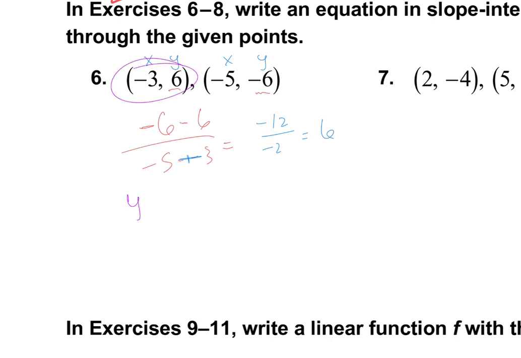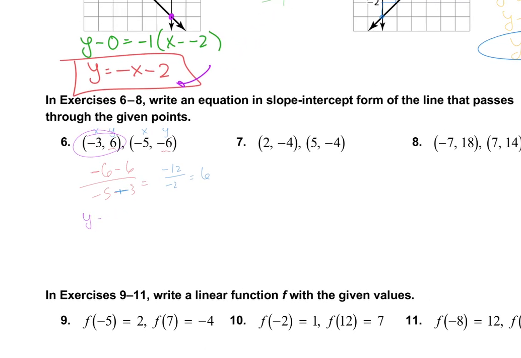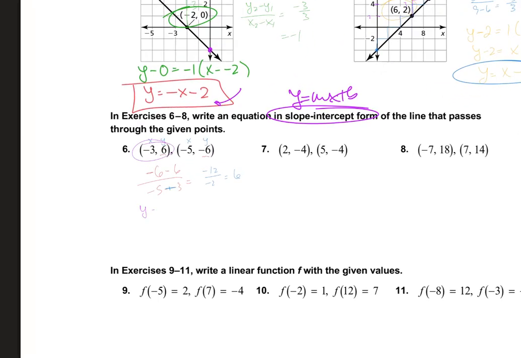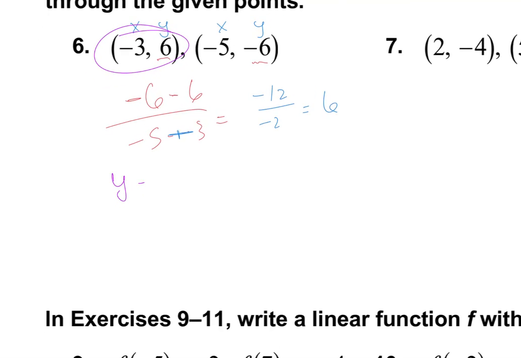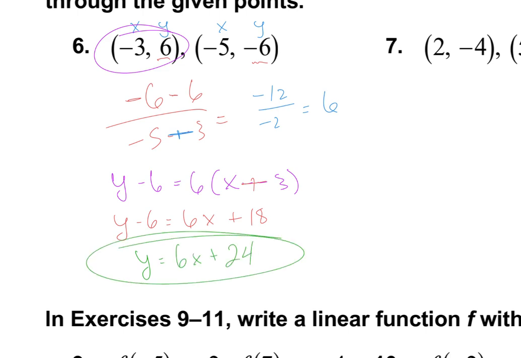How about that one? Y minus, oh, and it wants it in slope-intercept form, which, remember, is y equals mx plus b. I always need to read my own directions, you know what I mean? Y minus 6 equals 6 times x minus negative 3. Y minus 6 equals 6 times x plus 3, so that's 6x plus 18. If I add 6, I get that.